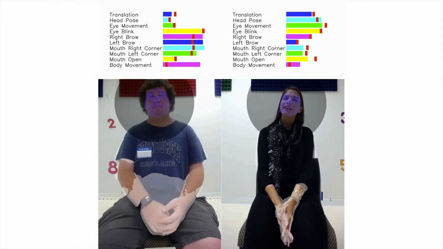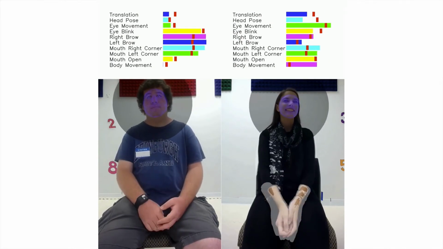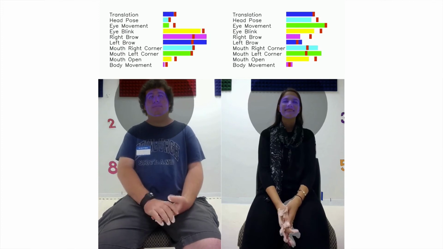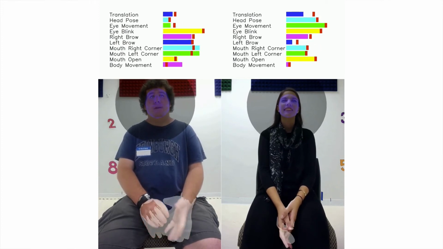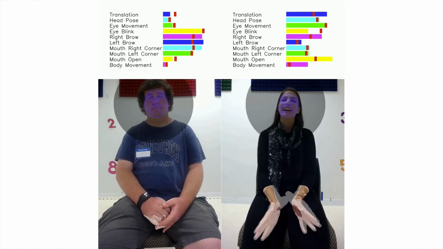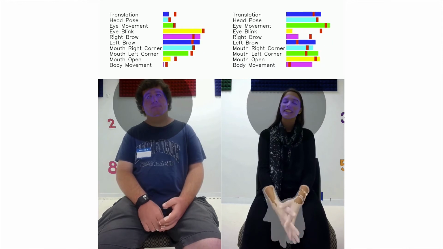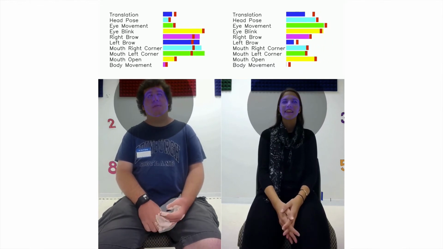Up top, I'm showing a plot. Again, this is two people talking in that 3-minute conversation. Up top, I'm showing a plot of different features that we decided to put on that plot. There's many more, but head pose, eye movement, eye blink, etc. And the red bar for each person is their average movement across the entire 3 minutes. And there's two people talking.